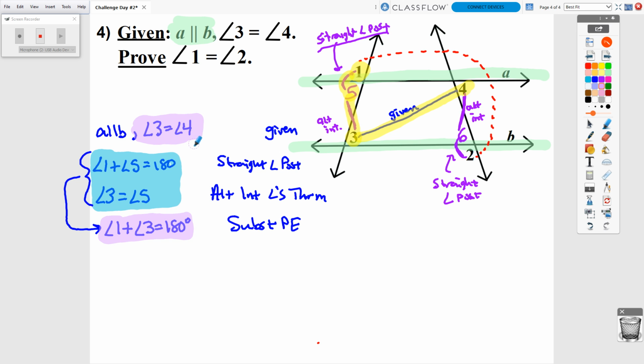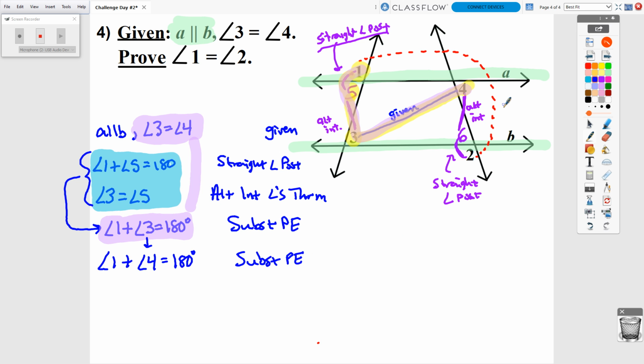So based on those two things, if angle 1 and 3 add up to be 180, and angle 3 is equal to angle 4, so keep in mind, I've got this 1-3 connection, and now I've got this 3-4 connection. Who's the middleman? Angle 3. Angle 3 is going to bow out so that we can connect 1 to 4. So angle 1 is still going to stay in place, but we're going to swap out angle 3 with an angle 4 based on that given. All right, so there's another round of substitution.